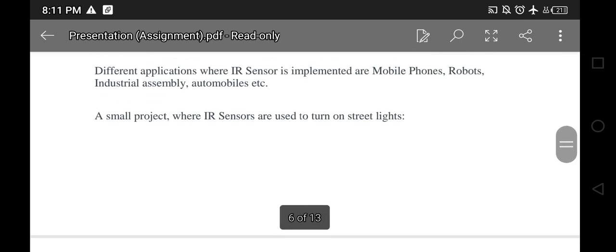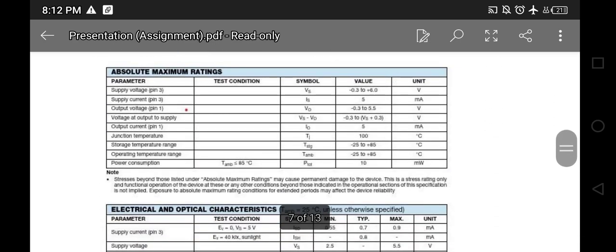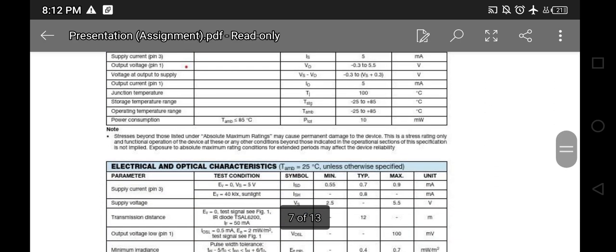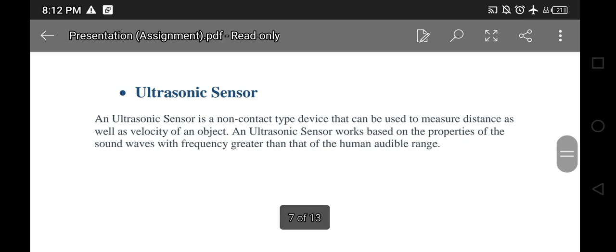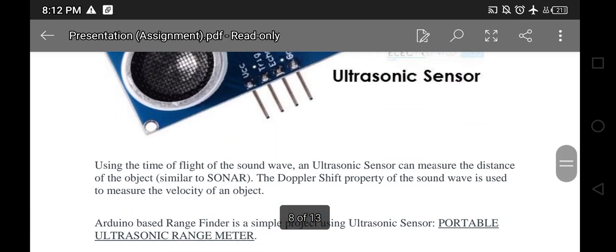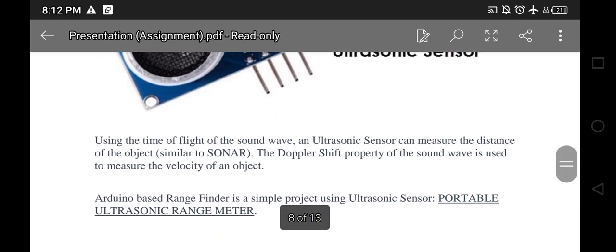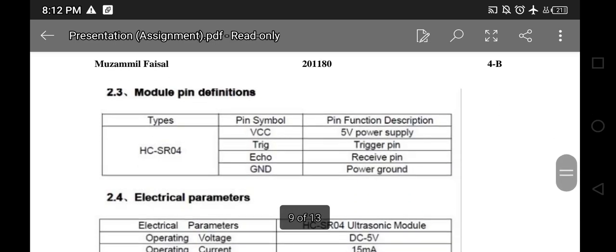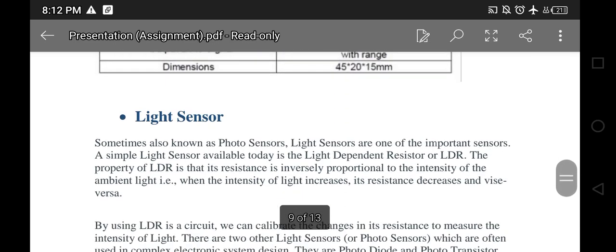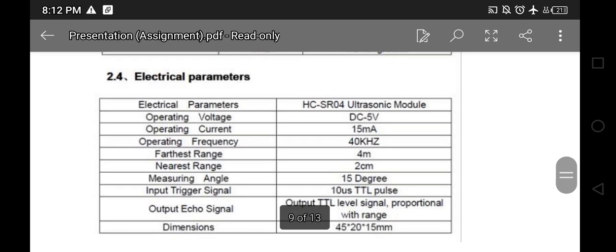The reflective type, at least in that case. We discussed that its application was that it was used to turn on street lights. We also discussed the electrical and optical characteristics as well as the mechanism of this type of sensor. We also discussed the ultrasonic sensor, which works on sound waves with frequency greater than the human audible range. We also saw the Doppler shift property to measure the velocity of an object. We discussed its electrical characteristics as well as optical and other characteristics.